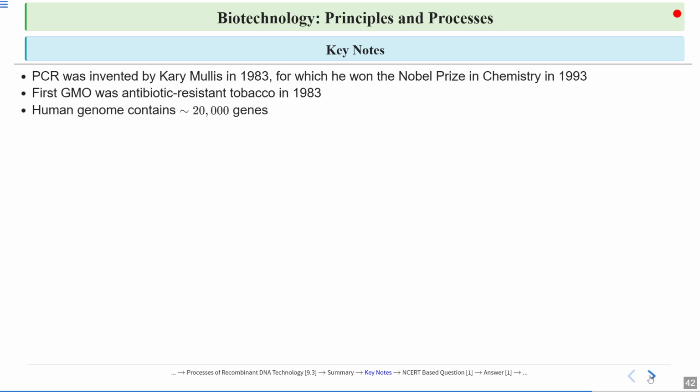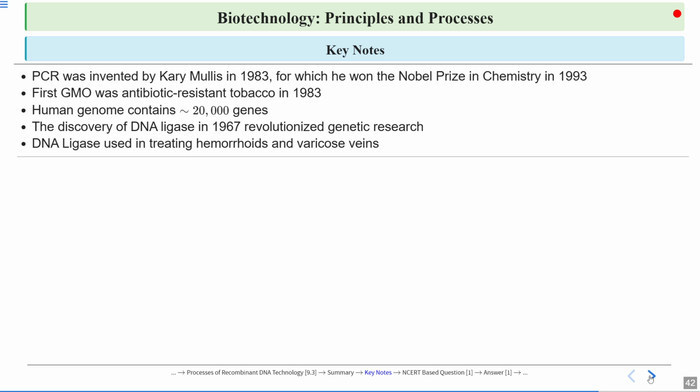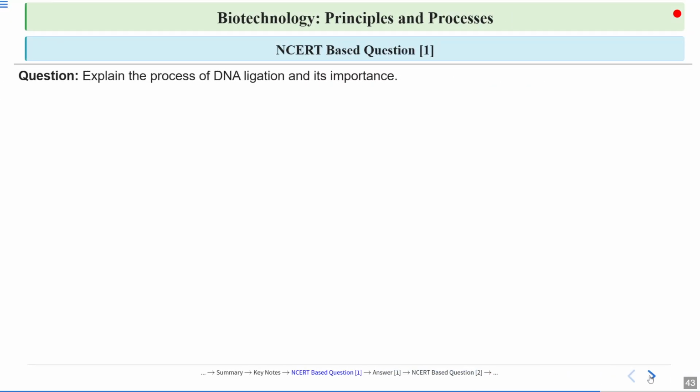Then our human genome contains approximately 20,000 genes. The discovery of DNA ligase happened in 1967, which revolutionized genetic research. Then DNA ligase is used in treating hemorrhoids and even various veins. Let's talk about these NCERT based questions.